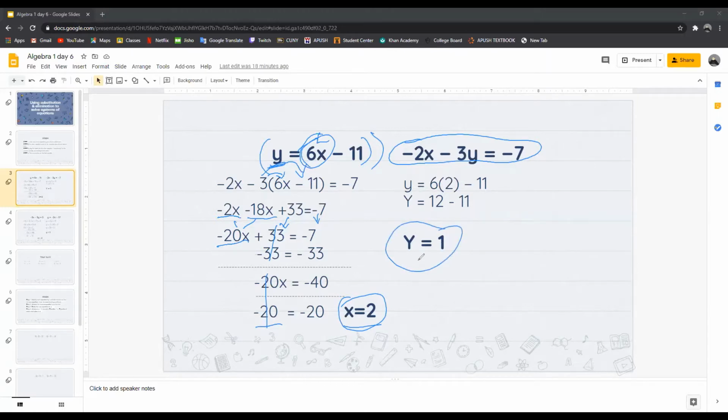But you can't just leave it like this, so you have to write it as coordinate points, which would look like this. So this would be your final answer. X would always go first, and then your y is your second number of your coordinate points.